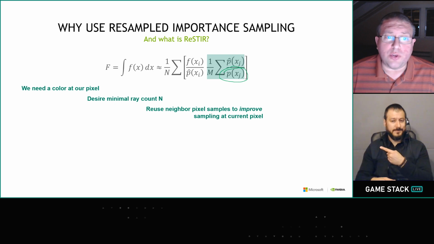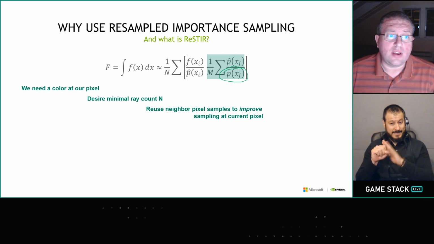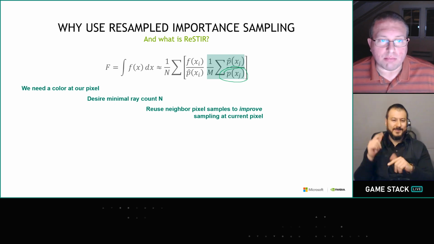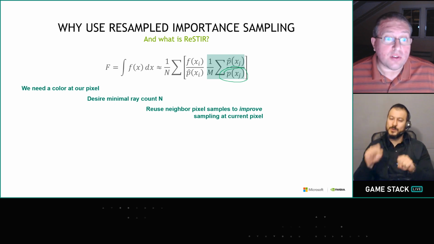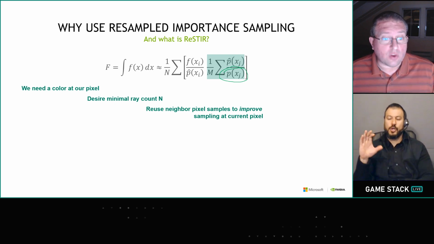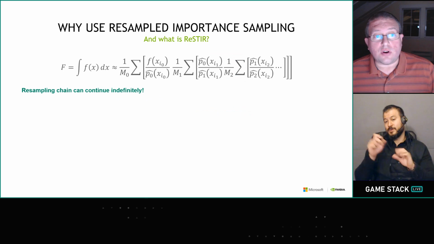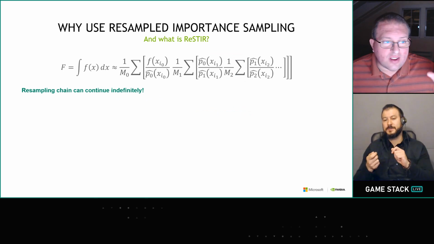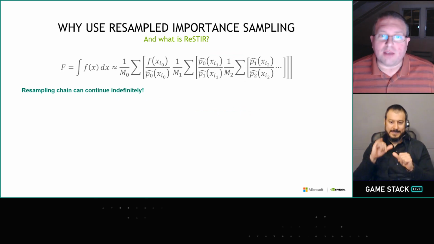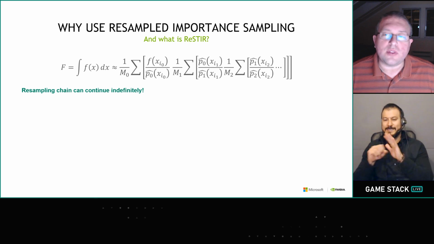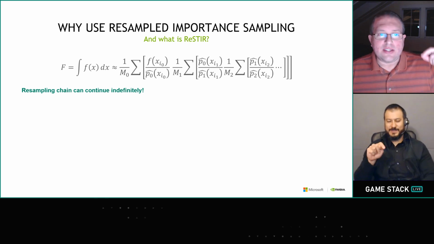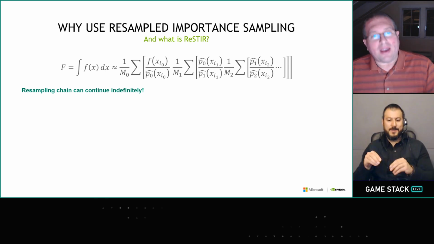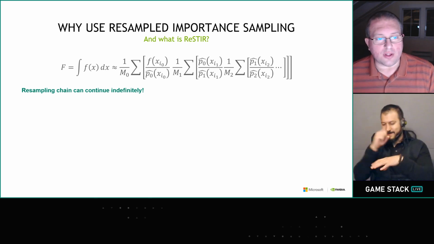And you might ask, could we do perfect importance sampling there? And of course, again, you can't do perfect importance sampling, but again, you can estimate it using Monte Carlo integration. And so what this means is you can turn this into an indefinite chain of resampling estimators. And that's really what ReSTIR is. It allows you to put in an estimate and keep estimating the estimate to improve the quality.